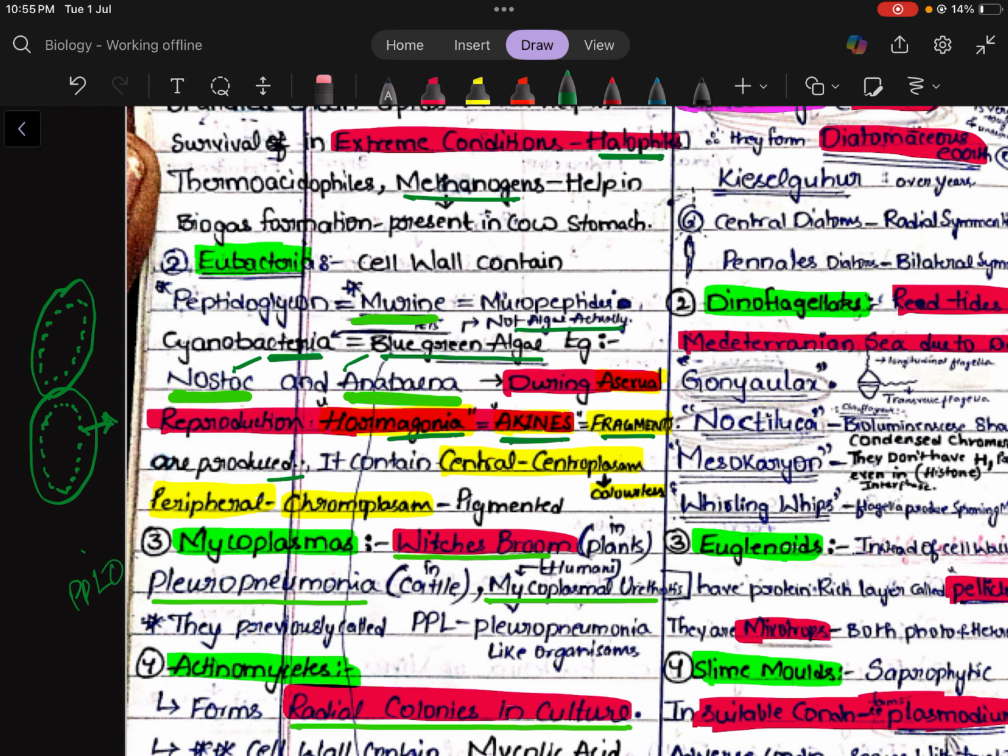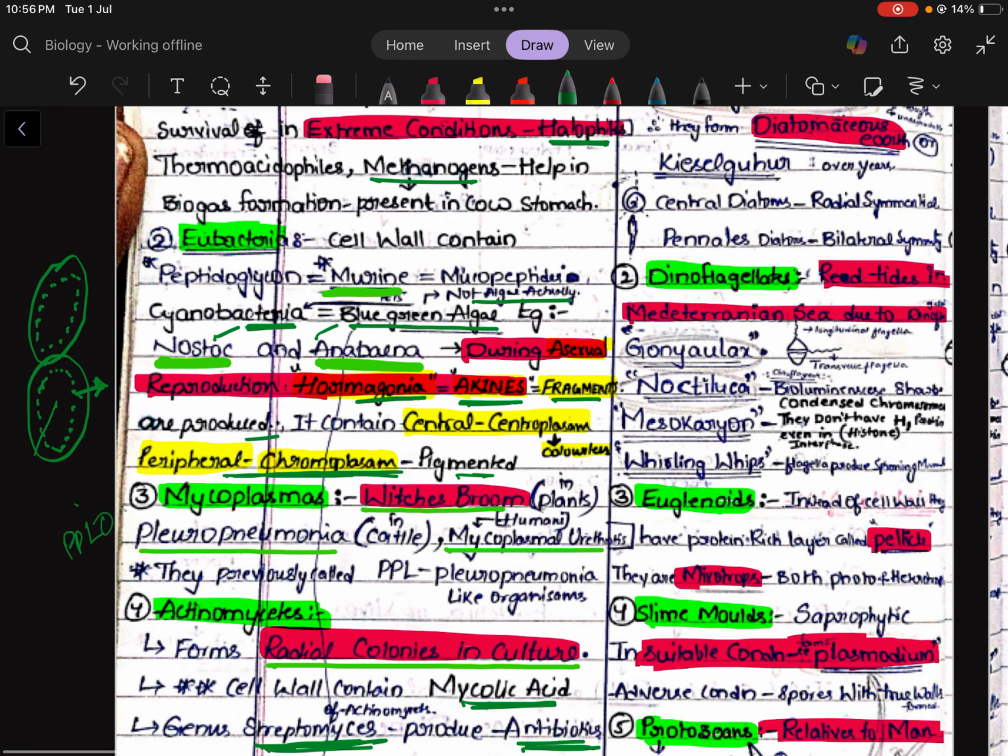Peripherally, they contain colored pigments. That is why it is called chromoplasm, pigmented. Centrally, it is colorless. Peripherally, it is colored.